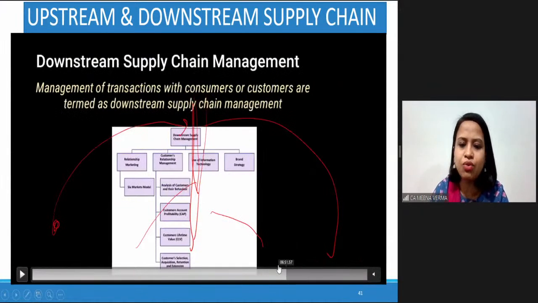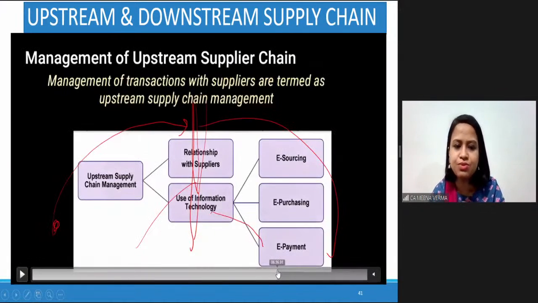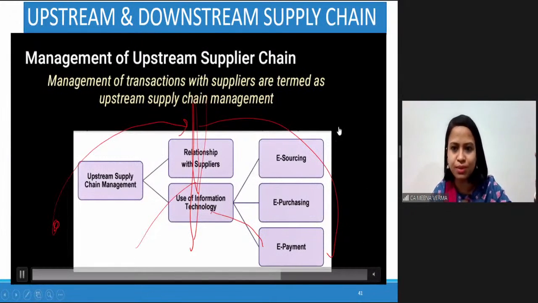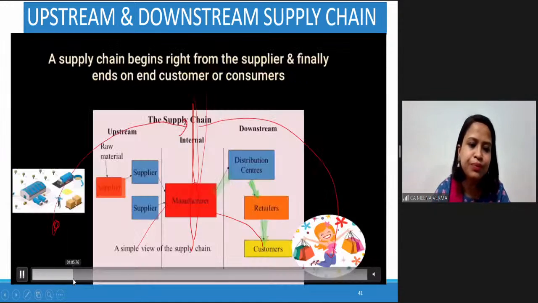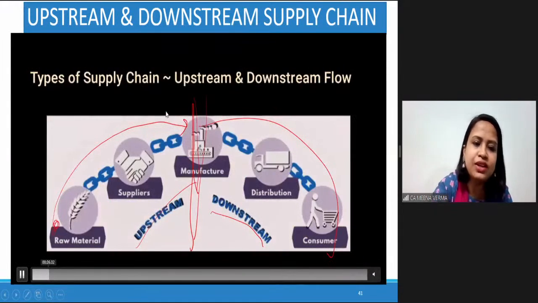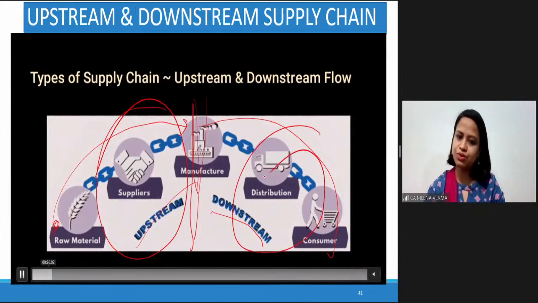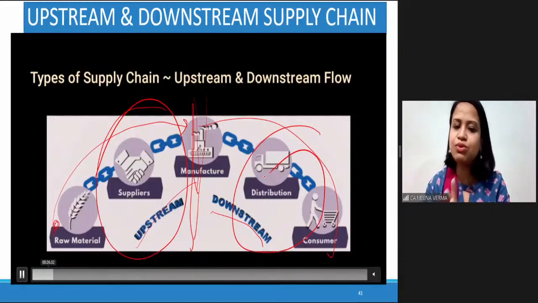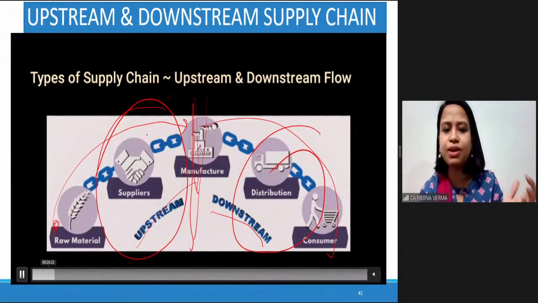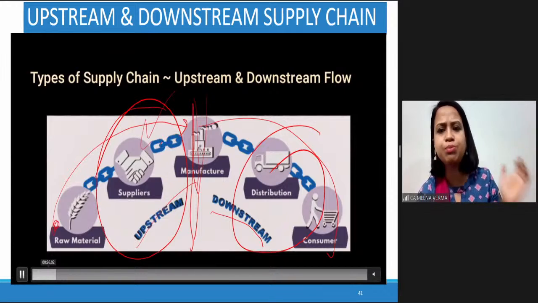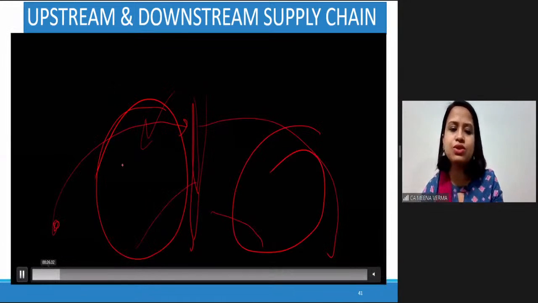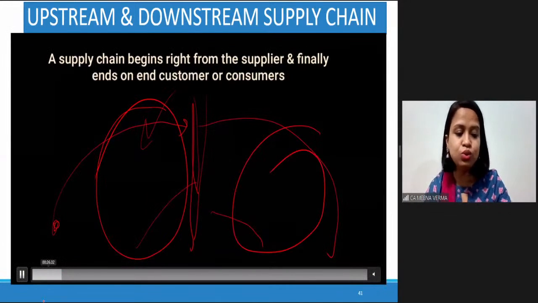Okay, now we have some points related to upstream supply chain and downstream supply chain. Since upstream is related to supplier, always remember, you can see here in this picture that upstream is related to supplier and downstream is related to customer. In upstream management, we will consider the relationship with the supplier and everything related to procurement, purchase of raw material from the supplier. While in case of downstream, we will consider everything related to selling of the product to the customer.